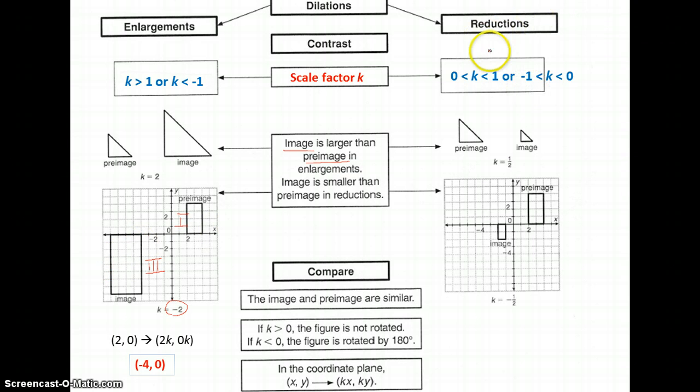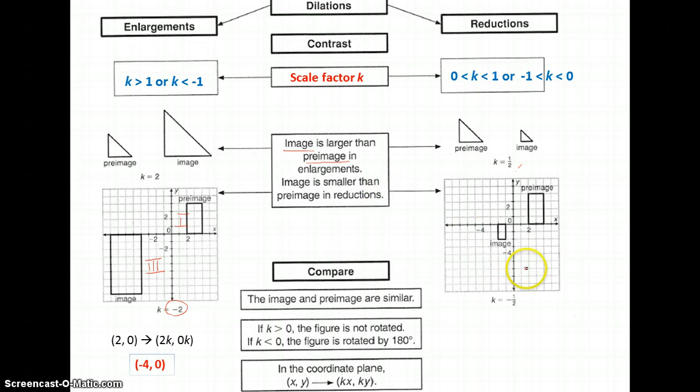Now let's come over to our reductions. If we look at the reductions, we'll see that our value of k is between 0 and 1, or that value of k will be between -1 and 0. So looking first at these two triangles, we see the value of k, the scale factor, being 1/2. So our pre-image and then our image. So with that reduction, we see that our image is half the size of our pre-image. So your image is smaller than the pre-image in reductions.